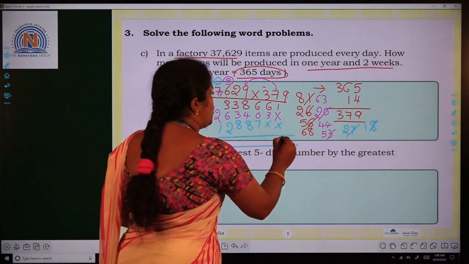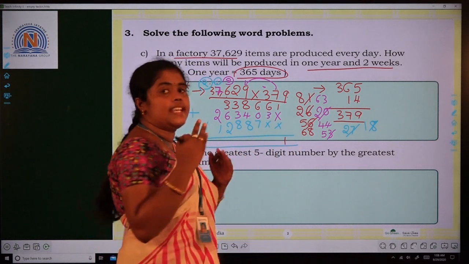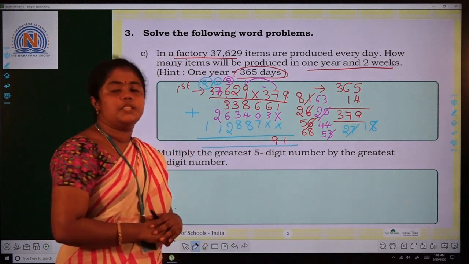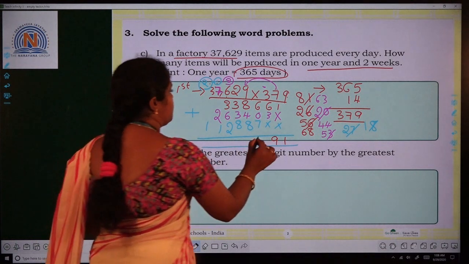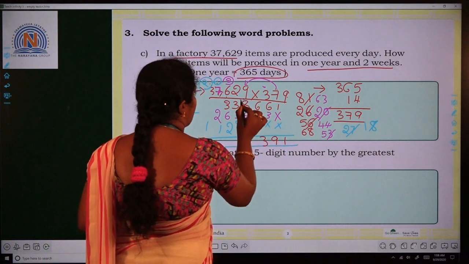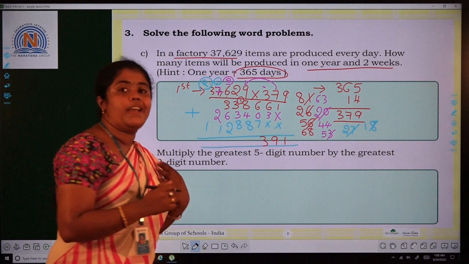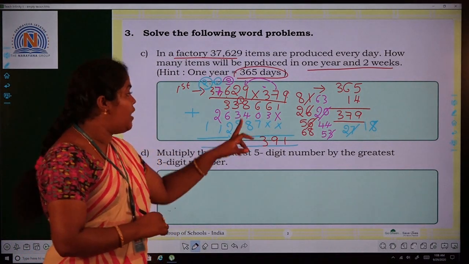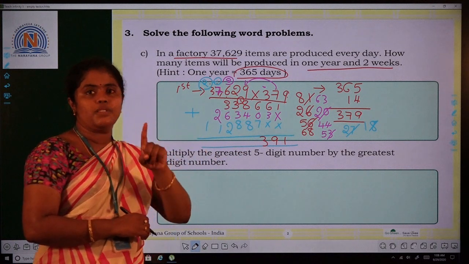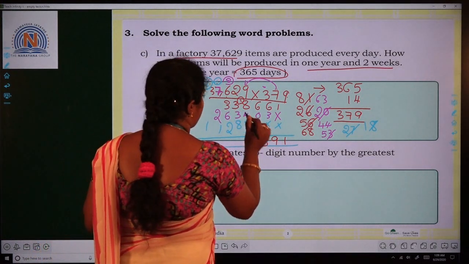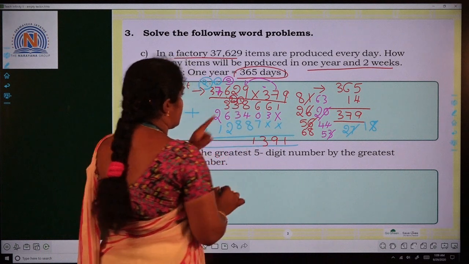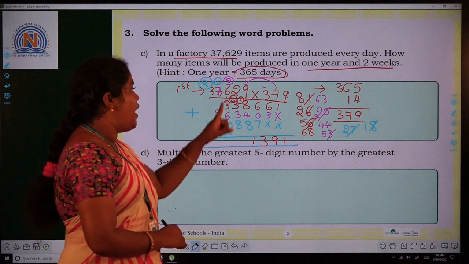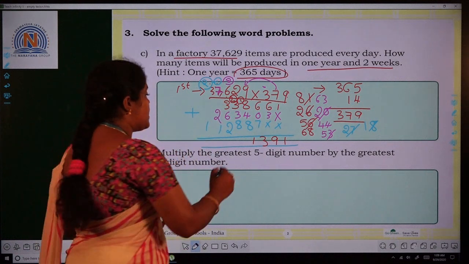Here there is no number, so bring down the 1, and 6 plus 3 is 9, and 6 plus 7 is 13. 1 is carried to the next place. 8 plus 4 is 12, and 12 plus 8 is 20, and 1 is the carry over number. 20 plus 1, 21. 2 is carried to the next place. 3 plus 3 is 6, and 6 plus 8 is 14, and 14 plus 2, the answer is 16.